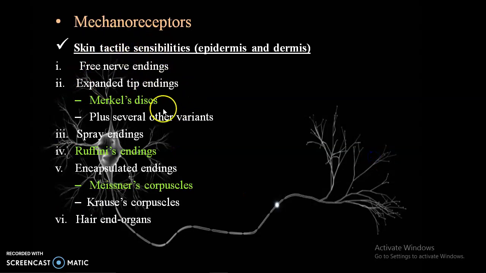These are the examples of mechanoreceptors. It is just given for educational purposes, just to know that these kinds of mechanoreceptors exist. You have to just go through these kinds of receptors.